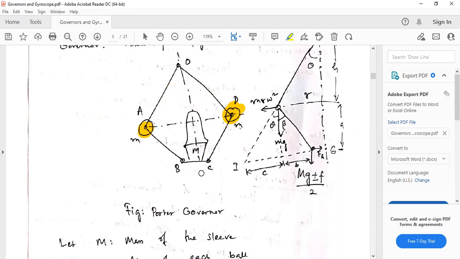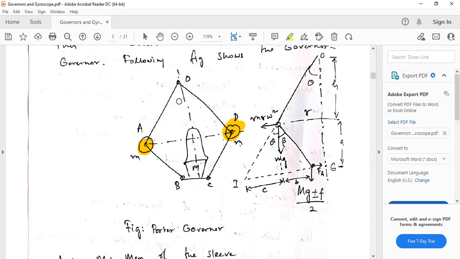Understood? Now what happens when it starts rotating? The balls will move apart. This is a type of centrifugal governor. In this case, we will have centrifugal force on these balls. If this is radius r and the mass is m here, the centrifugal force of this ball will be m r omega squared. The other ball also will have m r omega squared. Its own weight is there, so that is mg.